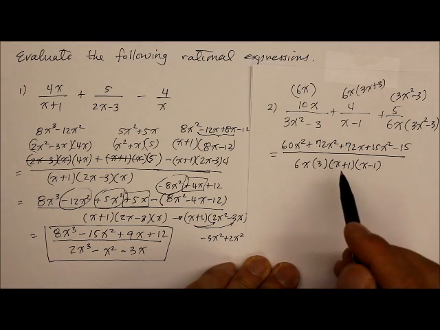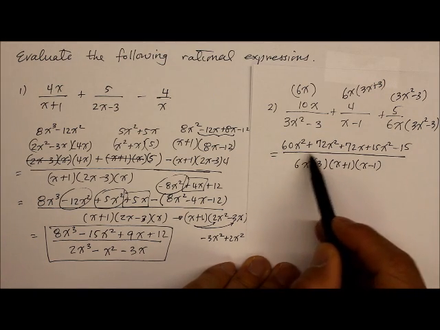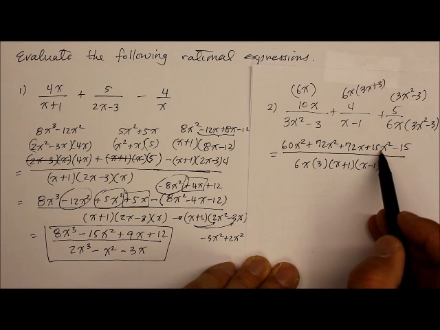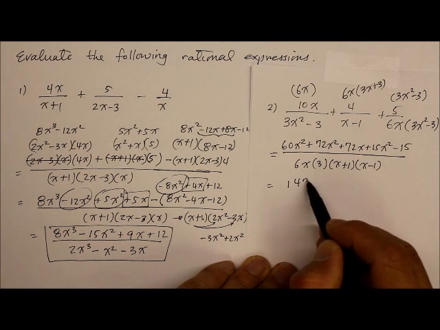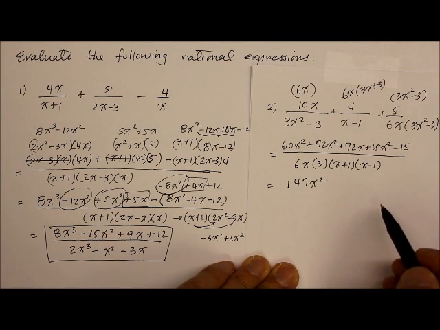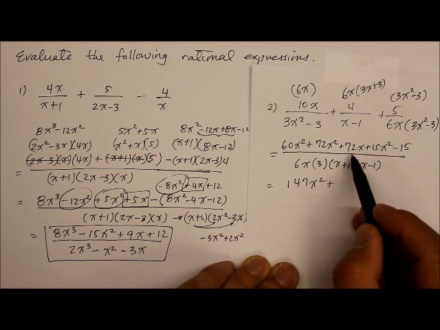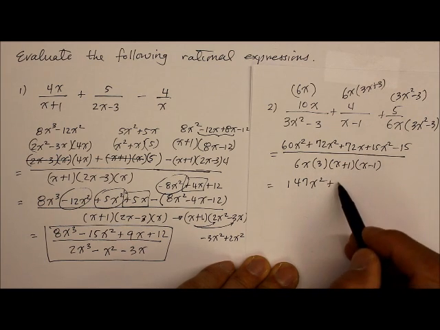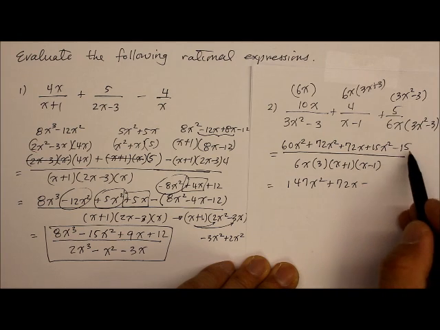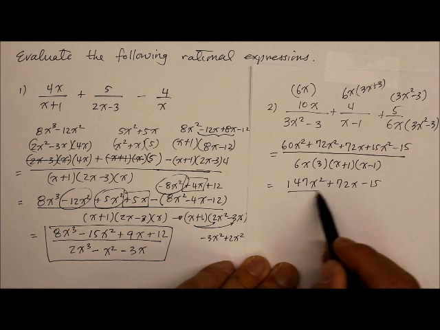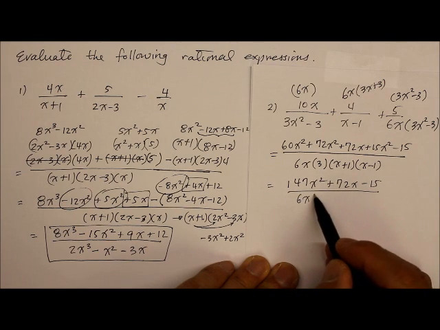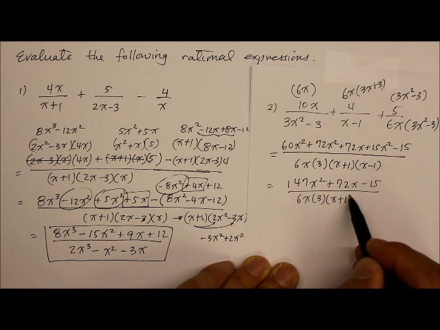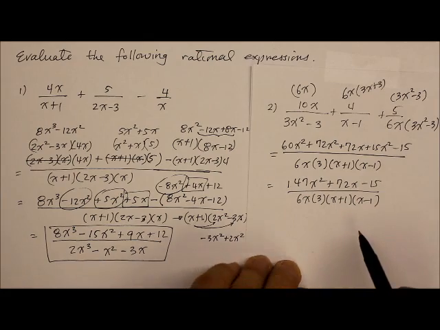Alright, now let's combine all the like terms. 60x squared, 72x squared, and 15x squared. If I do my math correctly, it ends up to become 147x squared. Plus the 72x, nothing to combine with that guy, minus the constant 15. All over all the factors down here. 6x times 3 times x plus 1 times x minus 1.